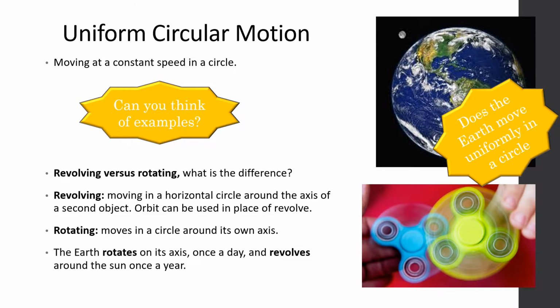So if we think about that in terms of the Earth, the Earth rotates on its own axis. That's what gives us day and night. And then once a year it revolves around the sun. Does the Earth move uniformly in a circle? Not completely. The Earth's orbit is actually an ellipse, and that causes some variation in the length of seasons and other things.